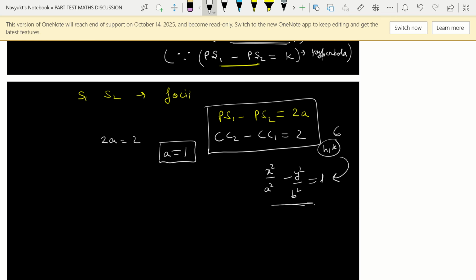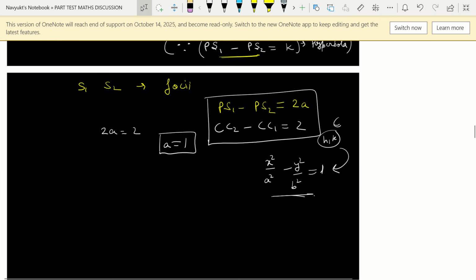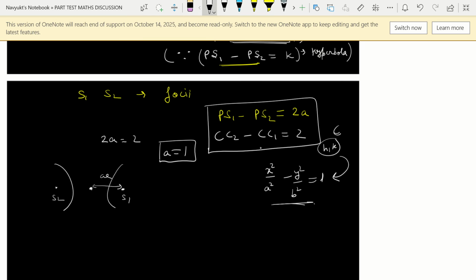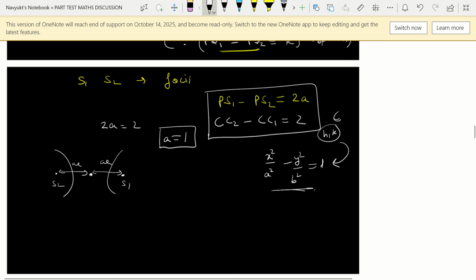We have already gotten a, we just need to find the value of e also. How will we get it? If you observe, S1 and S2 are the foci, right? The distance between both foci, S1 and S2, of any general standard hyperbola: this distance is ae, this is also ae. So the total distance between both foci would be equal to twice of ae.